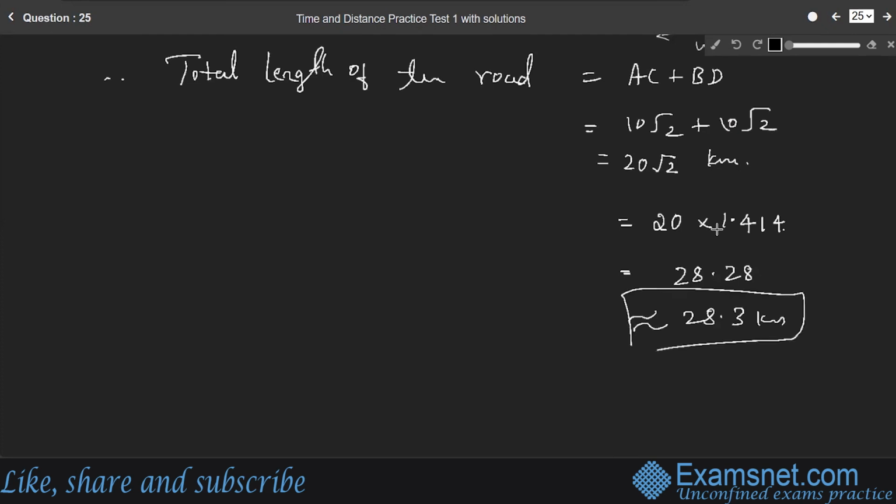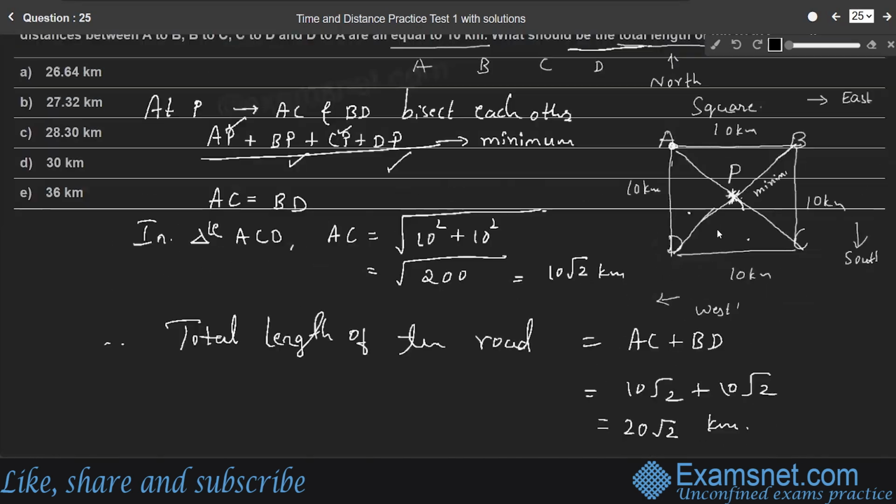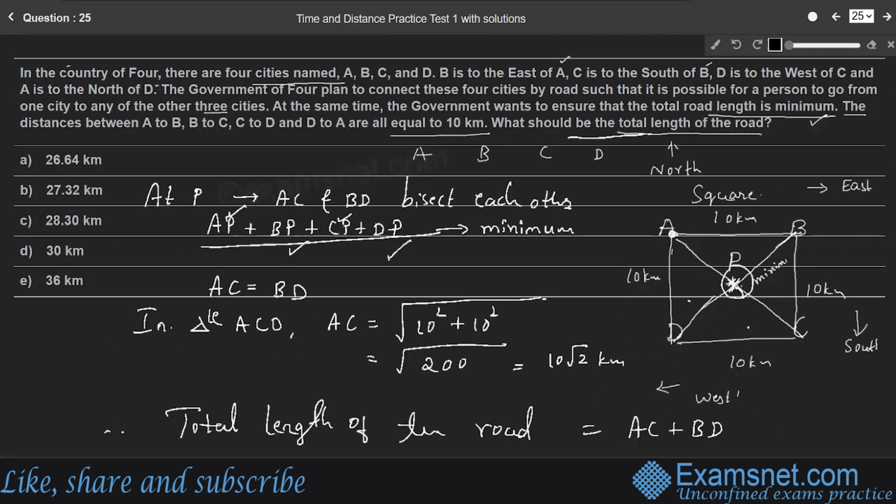This is the minimum possible road length, right? From the point P, you can access all the cities. So therefore, option C is the right answer. 28.3 kilometers is the minimum total length of the road.